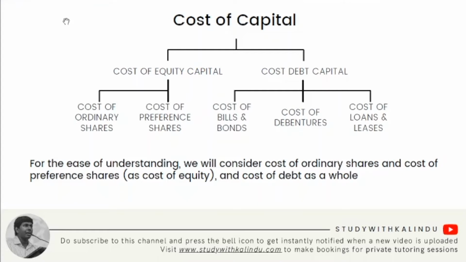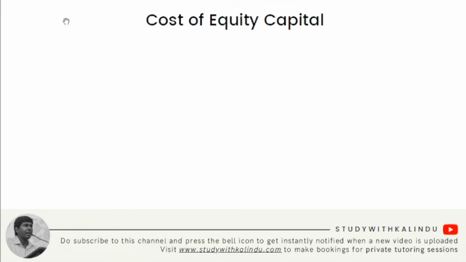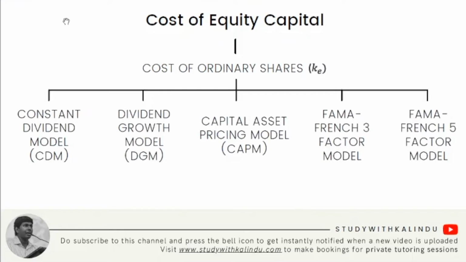Therefore, we need to make some easements. So for the ease of understanding, we will consider the cost of ordinary shares and cost of preference shares as cost of equity and the cost of debt as a whole. This is just for our ease of understanding. Now let's look at cost of equity capital. We need to measure the cost of equity capital for us to be able to measure the cost of equity and for us to be able to thereby measure the cost of capital or the weighted average cost of capital as a whole. Now, cost of ordinary shares is denoted by KE.